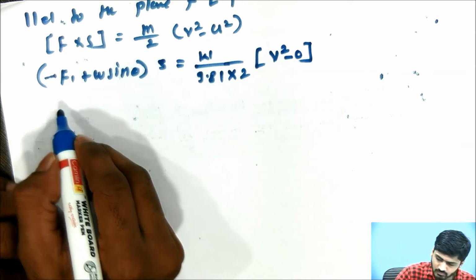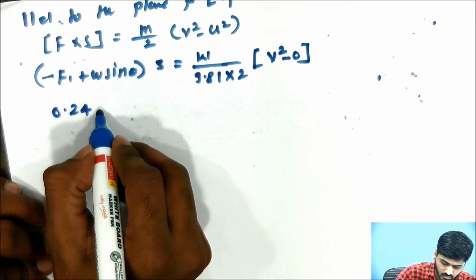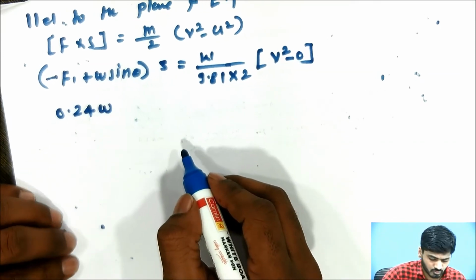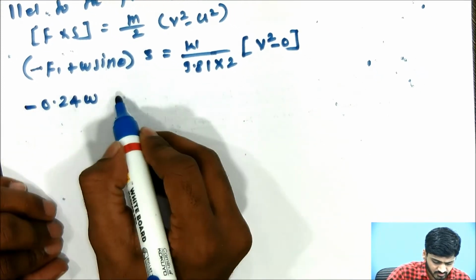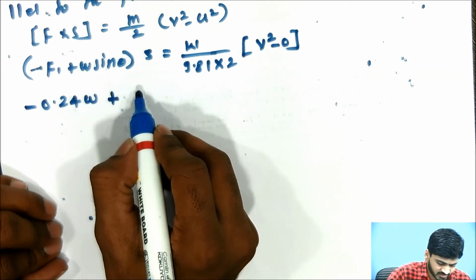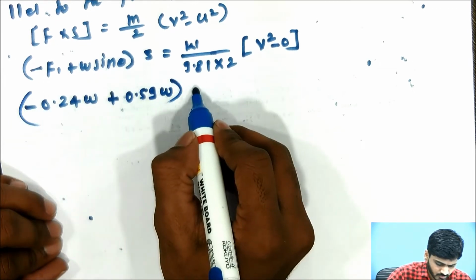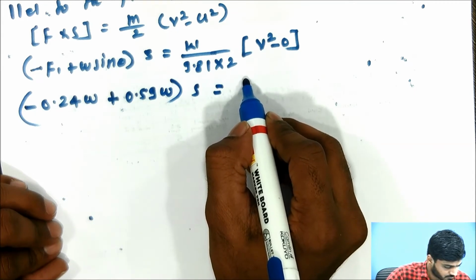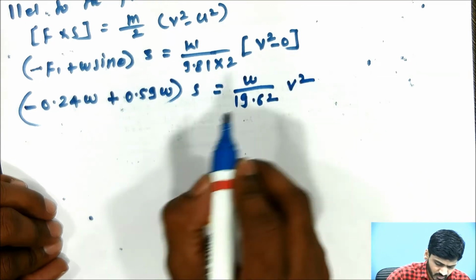So put the value of F1, already you have calculated 0.24 W. Now minus, plus W sin theta, so W sin theta is 0.59 W into your S is equal to W divided by 19.62 v square.